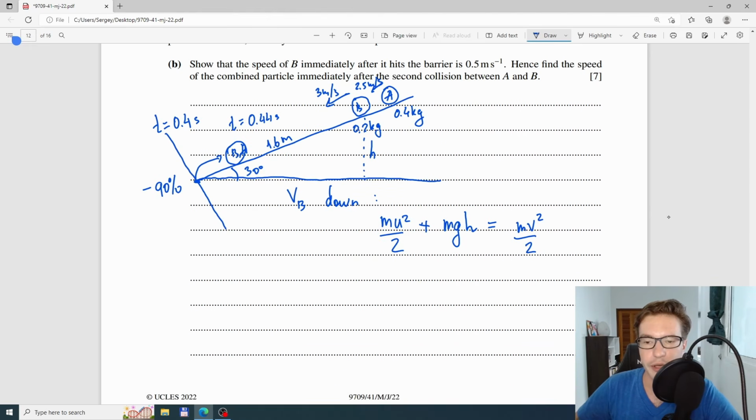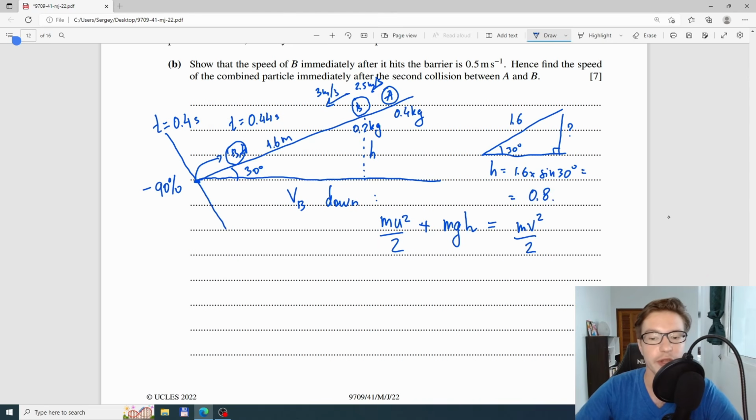Now, we seem to know everything apart from the height, but it's quite easy to figure out. Look at the triangle. The hypotenuse is 1.6, and I'm looking for the height of the triangle. We got this angle 30, and the height is opposite of the angle 30, so all I have to do is to multiply 1.6 by sine 30. Sine 30 is a half, so I got 0.8.